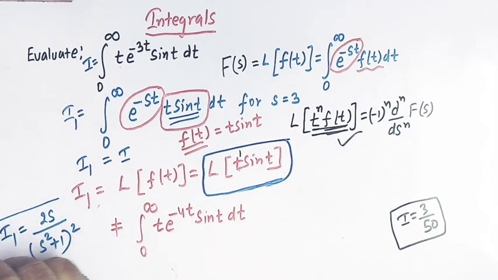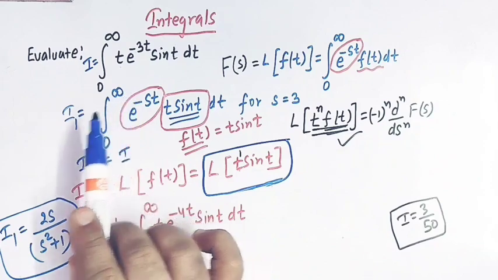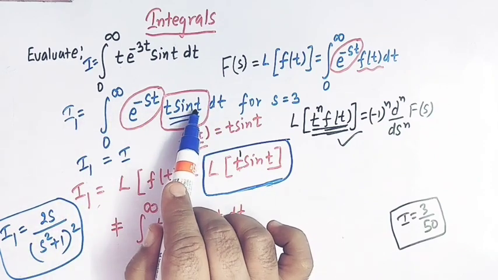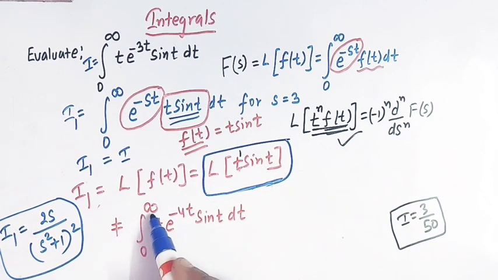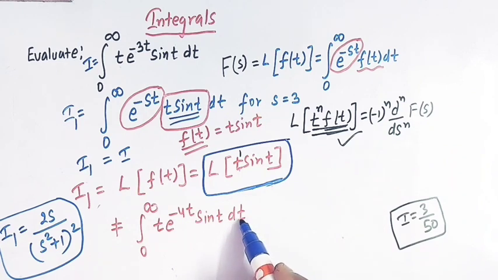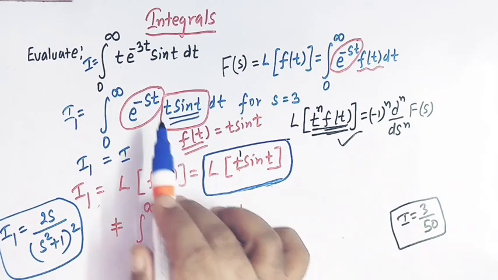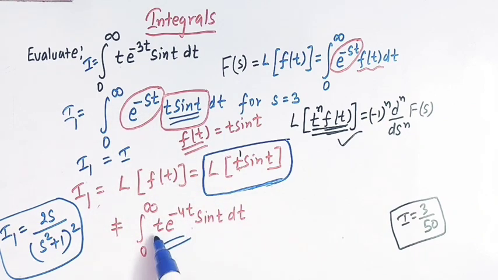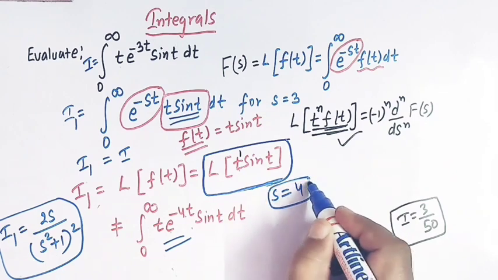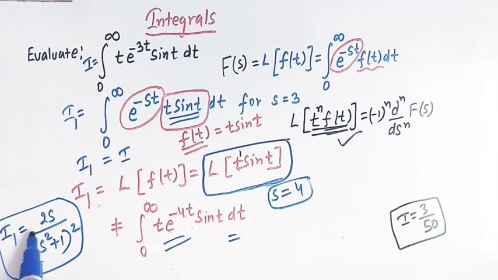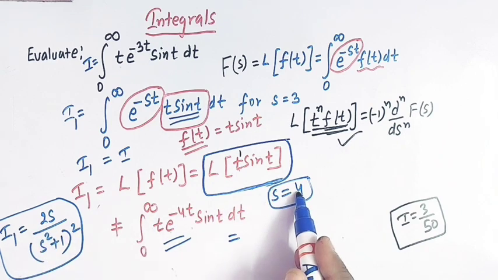So using this result, we can find the values of these kind of integrals, right? So for instance, let us take this example. Suppose we have to find the value of this integral from 0 to infinity of t times e raised to minus 4t sine t dt, right? So now if we compare this integral with this one, then we can easily see that we have t sine t and e raised to minus 4t. So the value of s is equal to 4, right? So the value of this integral can be calculated directly by putting s is equal to 4 in this result.